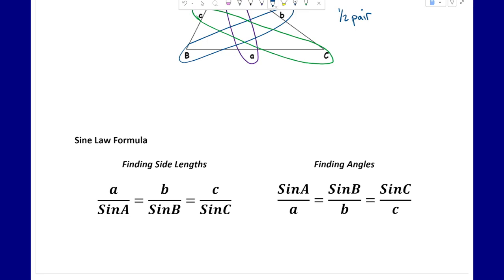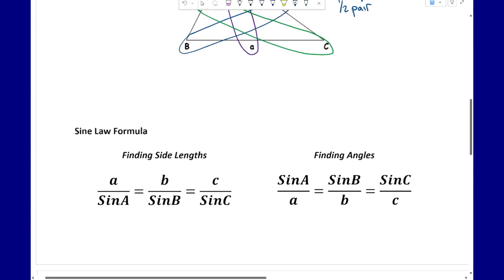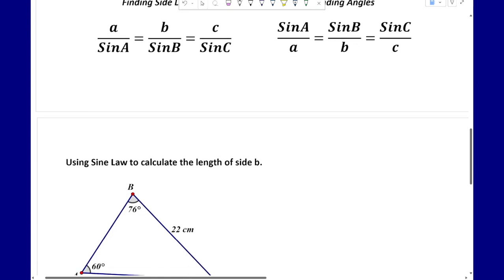And you'll see that again, like I said, the three ratios, but we're not always going to use all three, right? What we want is a full pair and a half pair. Here we see if we had all three pairs, but we're not going to be dealing with all three. We're only going to be dealing with two of them at a time. The formulas are just showing that the relationship is true between all the pairs. So let's look at an example.